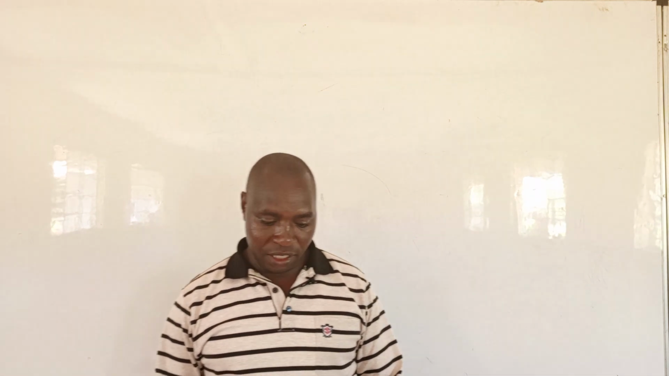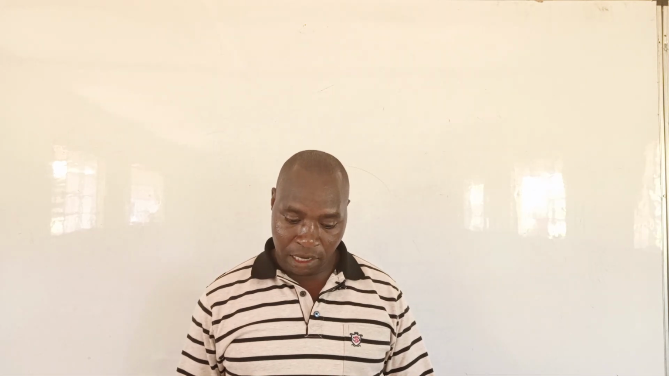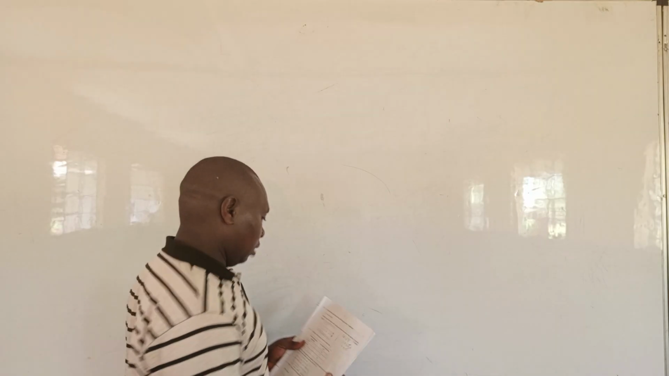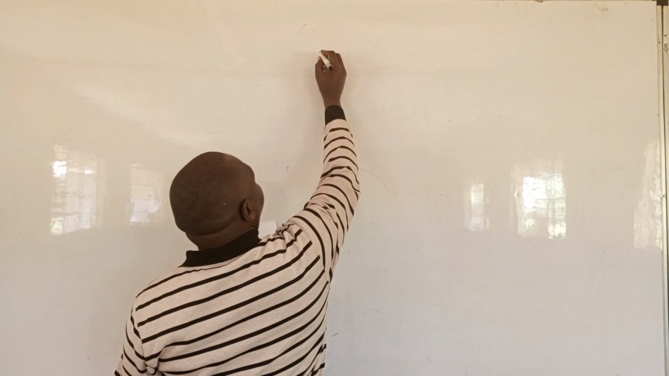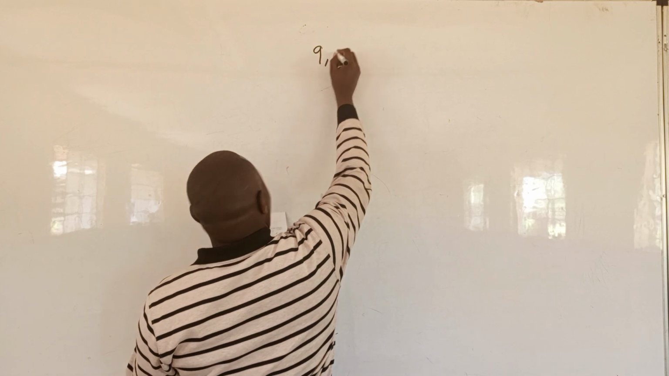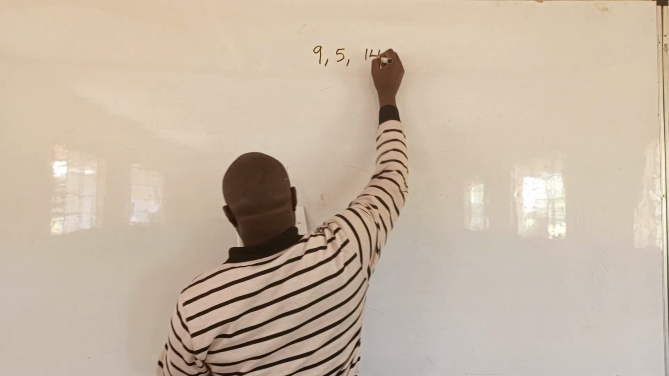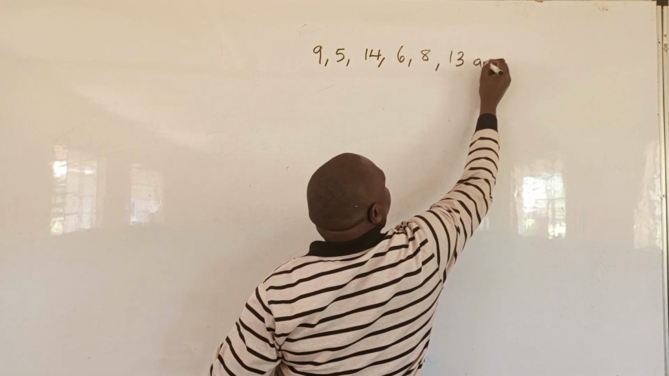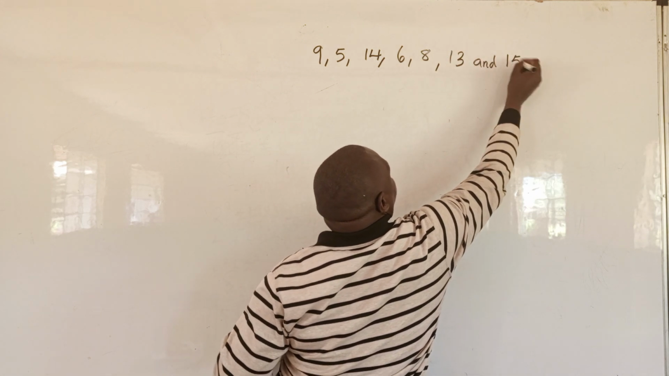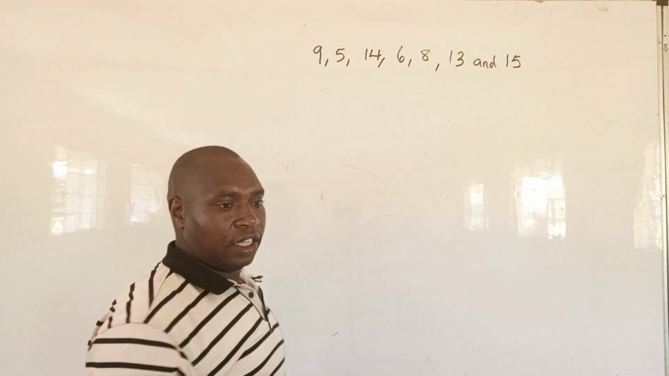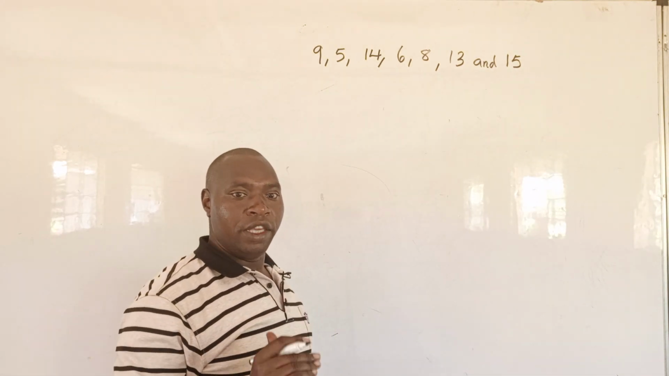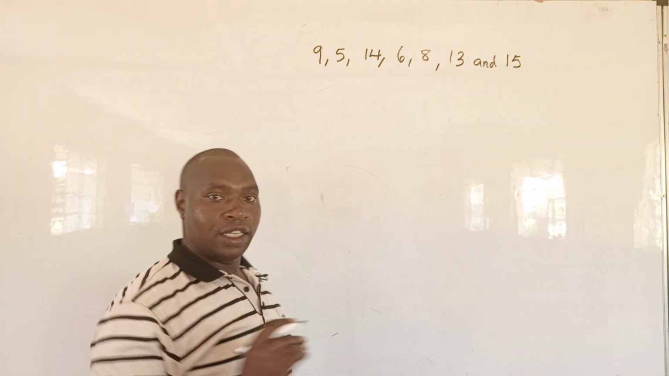Now, the question said that the data below represents the number of animals owned by 7 neighbors, and the data representing the 7 neighbors were as follows: 9, 5, 14, 6, 8, 13, and 15. So the first thing the candidate was required to do is to find the mean of these data.